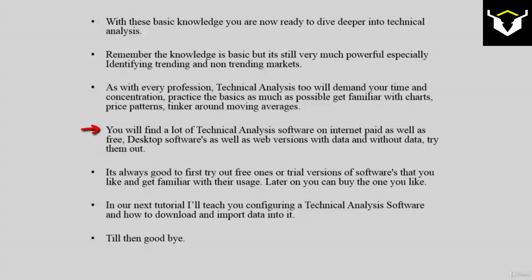You'll find a lot of technical analysis software on the internet, paid as well as free. Desktop software as well as web versions, with or without data. Try them out. It's always good to first try out free ones or trial versions of software that you like. Get familiar with their usage, get used to them, see which one is more convenient to you or suits your type of trading style. Later on, you can buy the one you like.